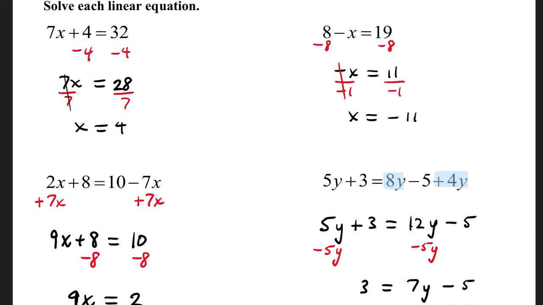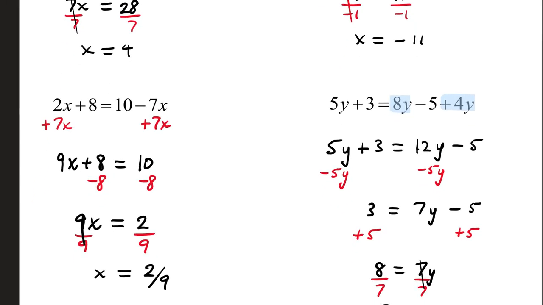In the upper right example, we only have one variable term. We have 2 constant terms. Subtract 8 from both sides, and that will create the separation of variable on one side, constant on the other. Negative x equals 11 only when x is negative 11. Divide both sides by negative 1.